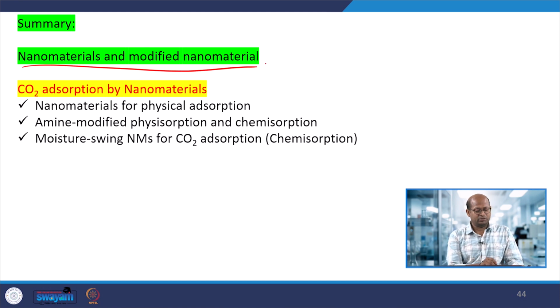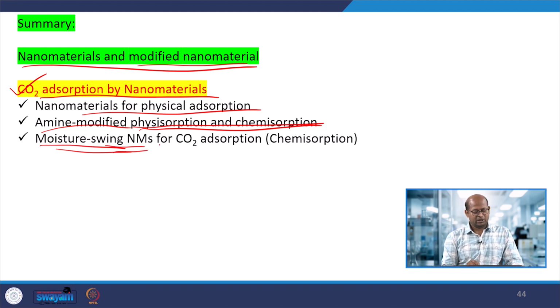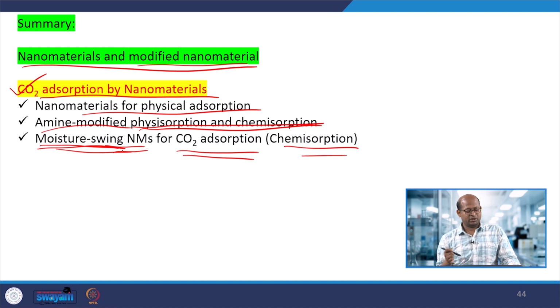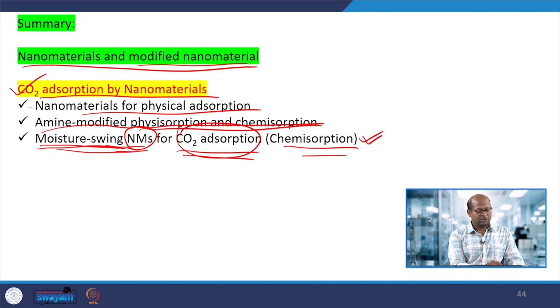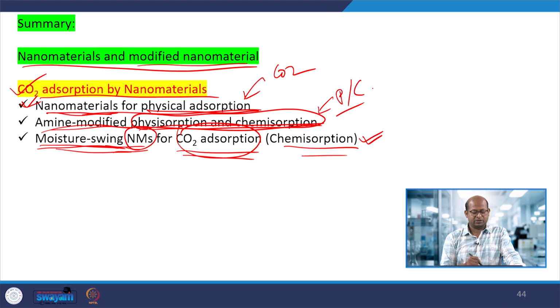So this is also similar, the summary of today's lecture: for mass transfer operations we can use nanomaterials or modified nanomaterials. CO2 adsorption by nanomaterials through physisorption, and amine modified nanomaterials that we can use for physisorption and chemisorption, and the moisture swing process. Here nanomaterials we can use for CO2 adsorption and the process is chemisorption. In the moisture swing process, the nanomaterials are used for capture of CO2, and the process is chemisorption. Conventionally, if you use nanomaterials, CO2 gets adsorbed by physisorption, and when the nanomaterials are modified with amine functional groups, CO2 may get adsorbed physically or chemically. This is a physical and chemical process for CO2 capturing.